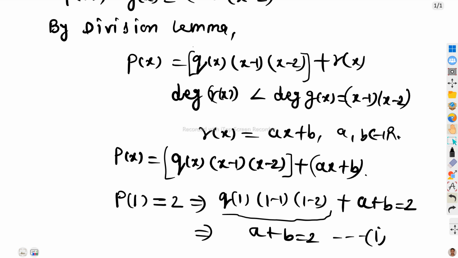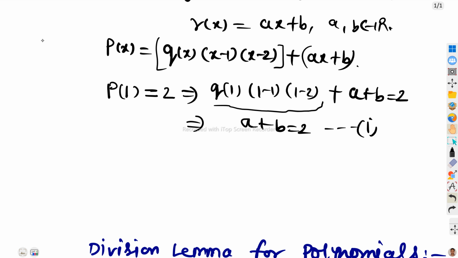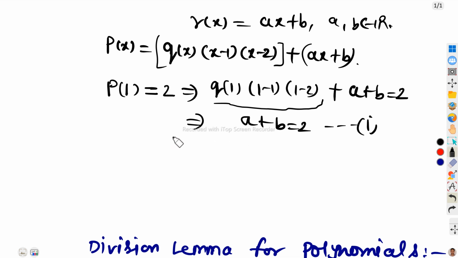Again, we are given that p(2) equals 3. In a similar way, the first term goes to 0, and this becomes 2a plus b equals 3. So this is equation number 2.